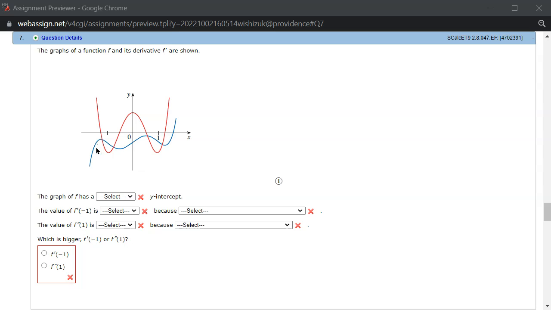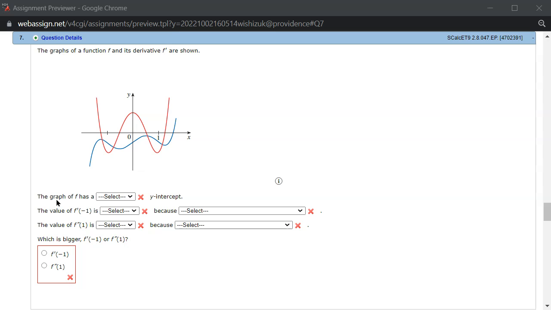Let's pretend that the blue one is f, and then you look at places where it would have a horizontal tangent line. If you have a horizontal tangent line, the derivative should go through the x-axis because we want the derivative to be 0, right? Which it does. Here you can see that the red one goes through the x-axis, and here, same. So it looks like the blue one is the original function f, and the red one is f prime. So we got that.